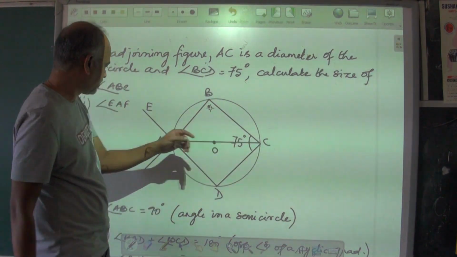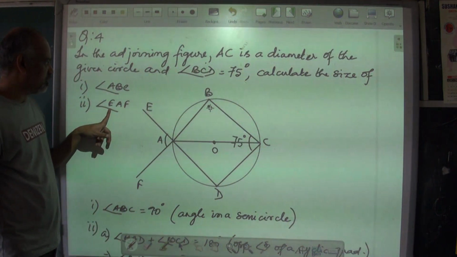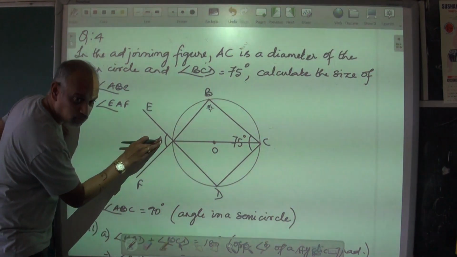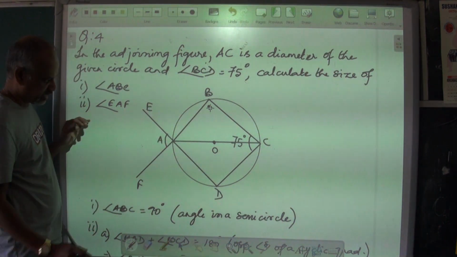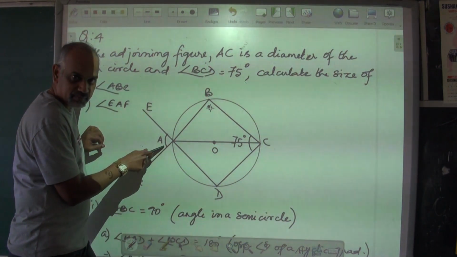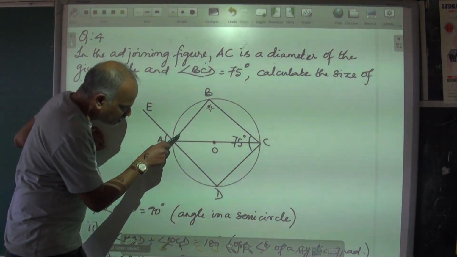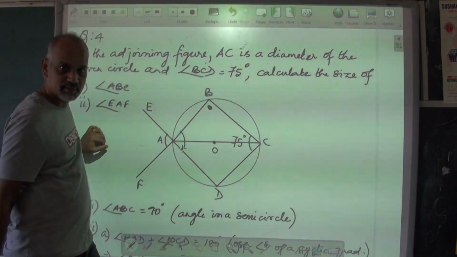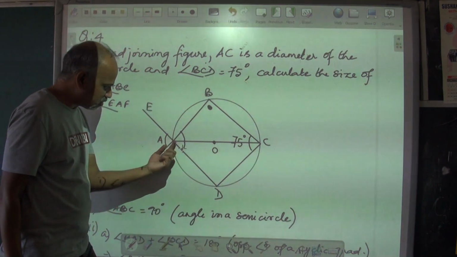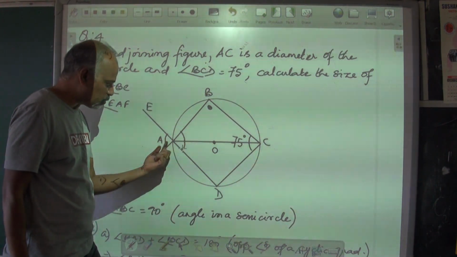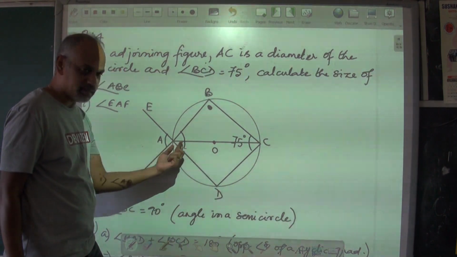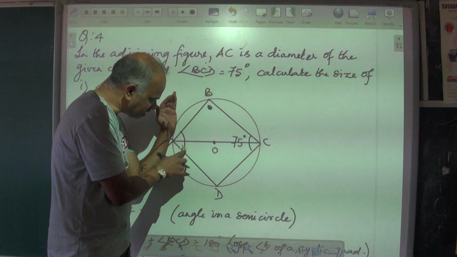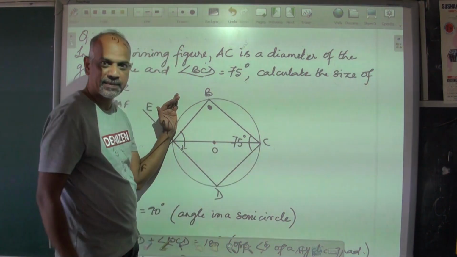So this is found. Second question is you have to find EAF, which is outside the circle. To find this, you have to know this angle. I'll mark that. Why? These two angles are vertically opposite angles. But this is not known, so to find this, you have to know this.